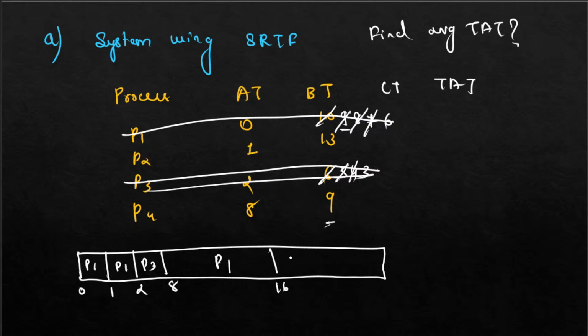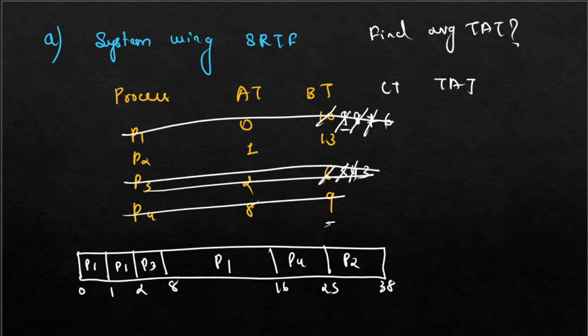After that 9 is there, so P4 will run till 9, which will be 25. It will get completed, and after that P2 will come at last, and that will be for 13, so it will run till 38.